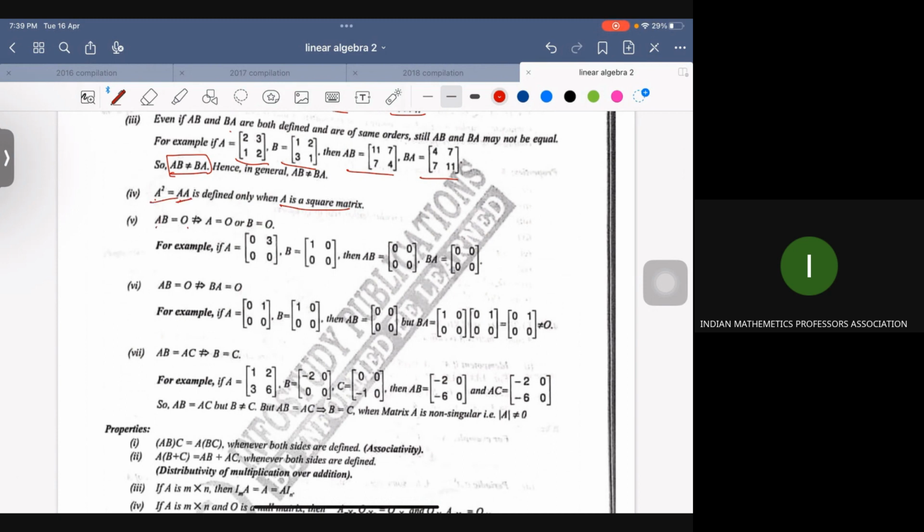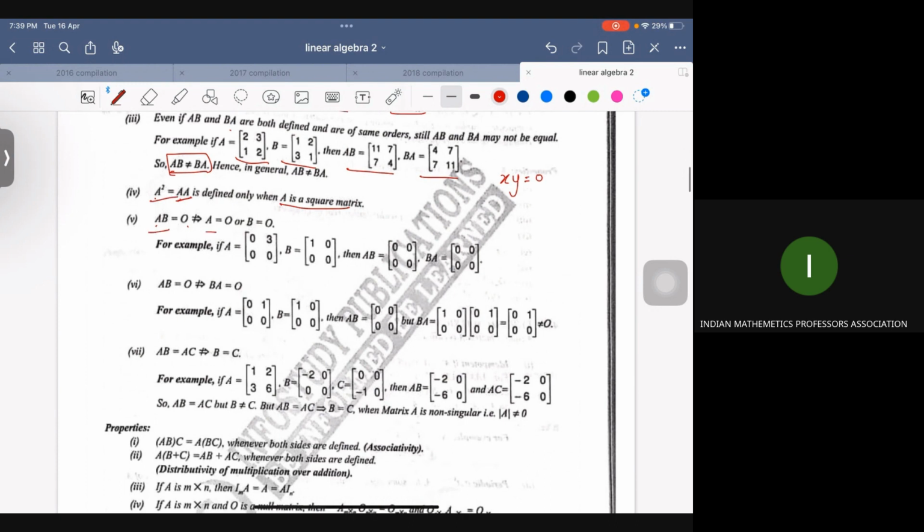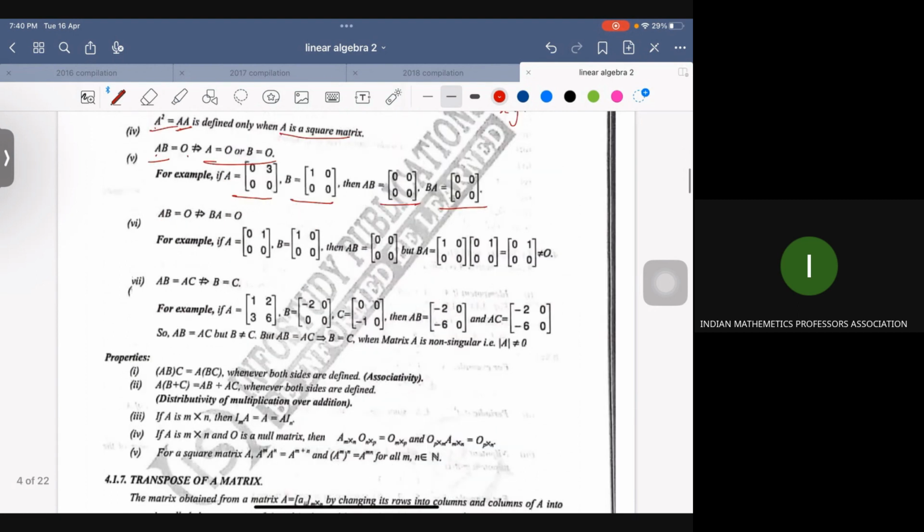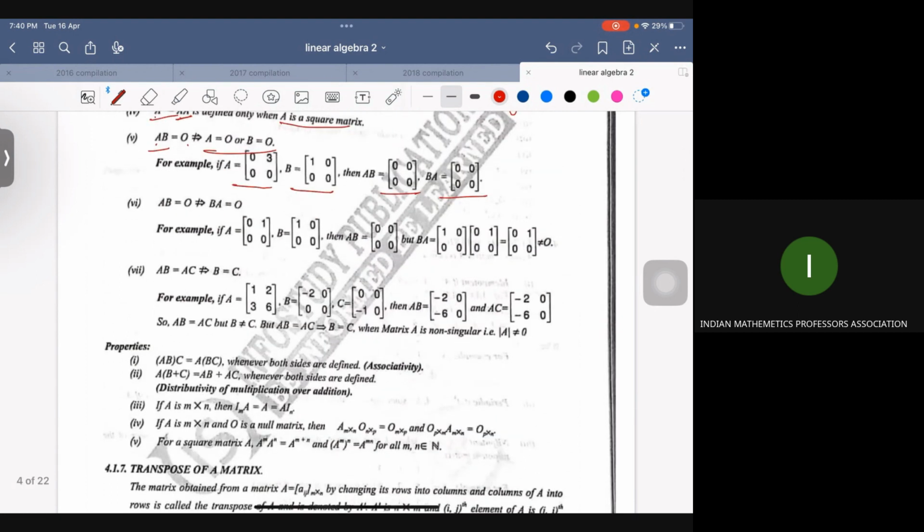In general, for any scalars, if x into y is equal to 0, we can say either x is 0 or y is 0. But in the case of matrices, this is not possible. Here, for example, A is a non-zero matrix, B is a non-zero matrix, but AB is a zero matrix and BA is also a null matrix. So if AB is a null matrix, it does not imply A is 0 or B is 0.